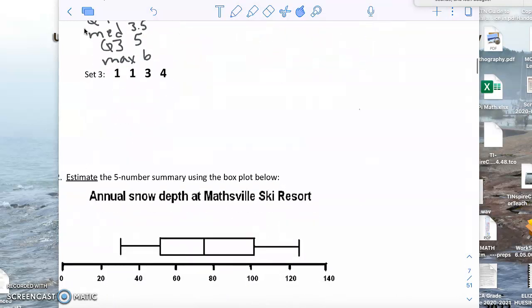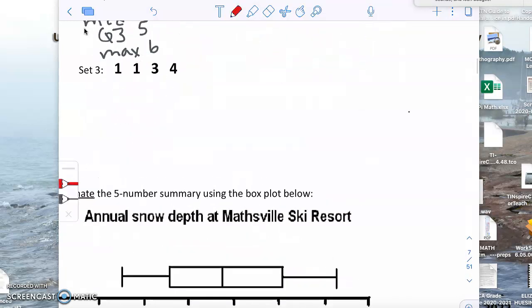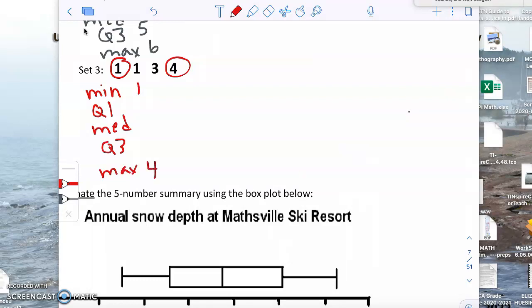So let's take a look at this last one. It only has a set of 4. So we have our minimum and our maximum. So min, Q1, median, Q3, and our max. So 1 and 4, our median right in the middle. So what's in the middle of 1 and 3 is 2.